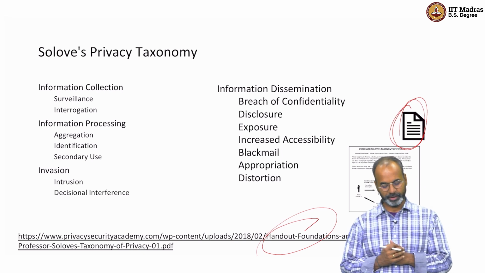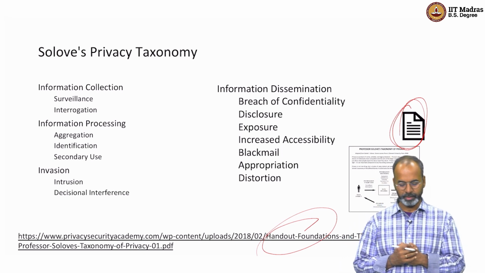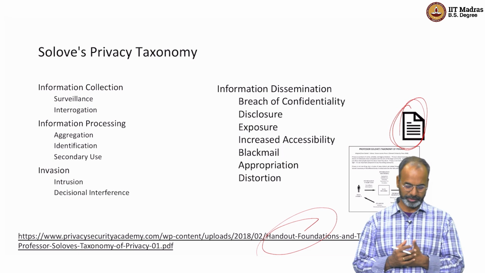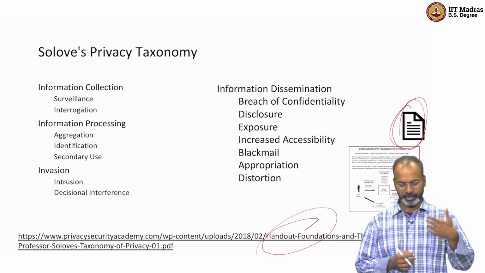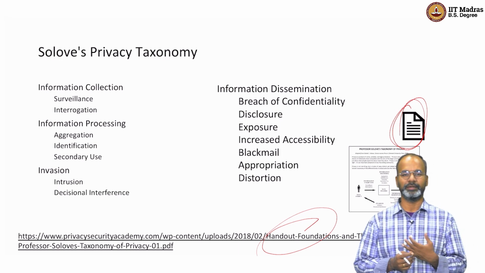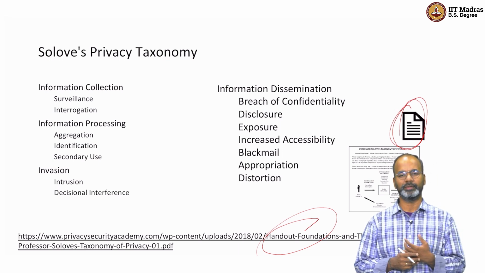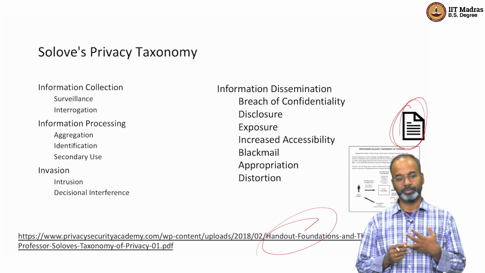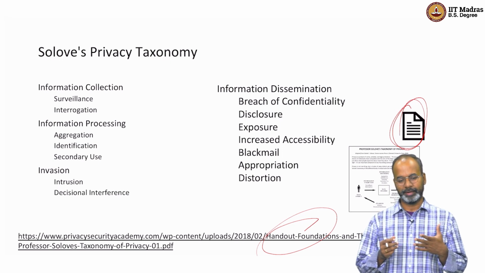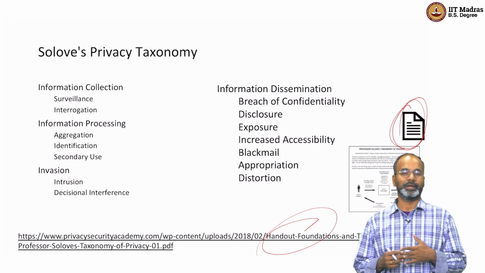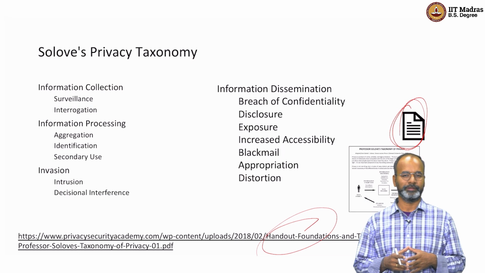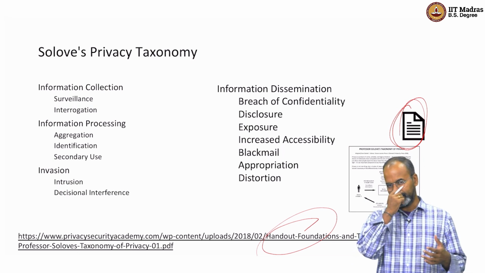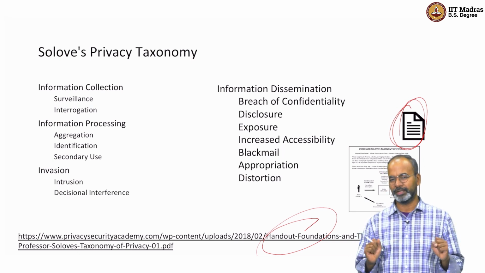Information collection: surveillance, interrogation. Information collection is happening because surveillance is being done, wanting to make sure that crimes are reduced. Cameras that are put in the city are very useful in terms of finding out if there's a thief around your home, or somebody jumping a signal.